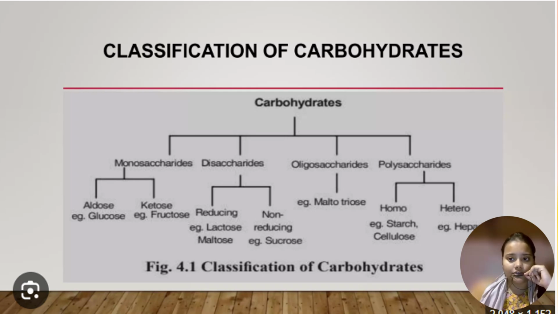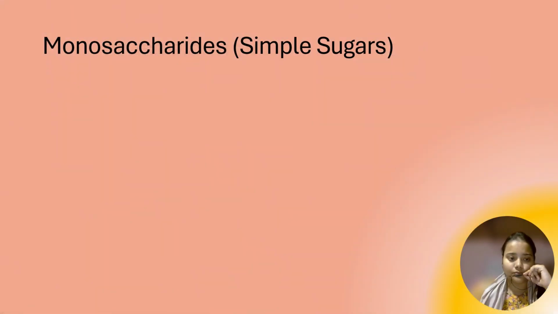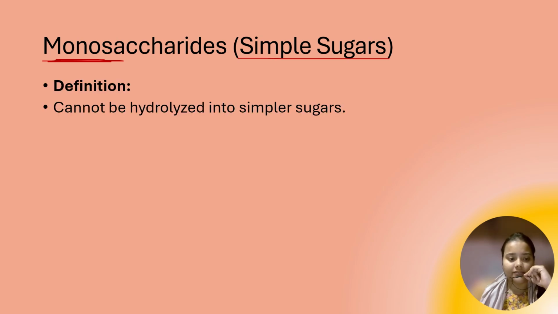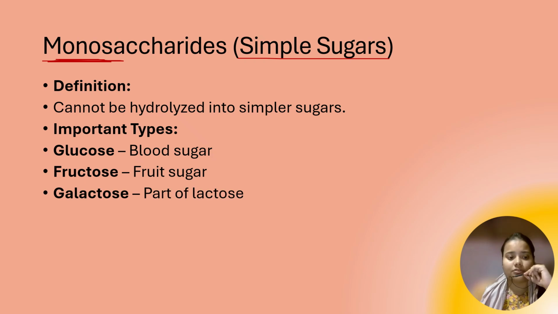So we will go into each. Monosaccharides: mono means one, single; simple sugars. The definition is that they cannot be hydrolyzed into simpler sugars. Why? Because it is a single sugar, and it cannot be further hydrolyzed. Important types are glucose, fructose, and galactose. Glucose is the blood sugar, fructose is the fruit sugar, and galactose is a part of lactose.